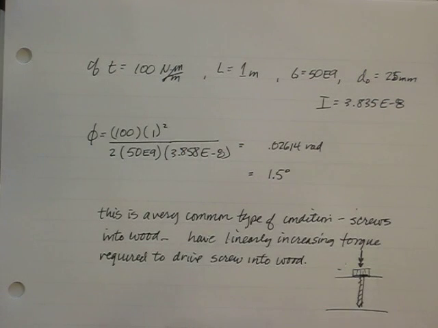Length is 1 meter. G is, I just put some numbers in here, 50 e to the 9th, and this is in the metric system, and diameter is 25 millimeters. So that would be 0.025 meters. Plugging that into my formula of pi d fourth over 32, I get that, and I can calculate my twist over the whole length of 1.5 degrees.